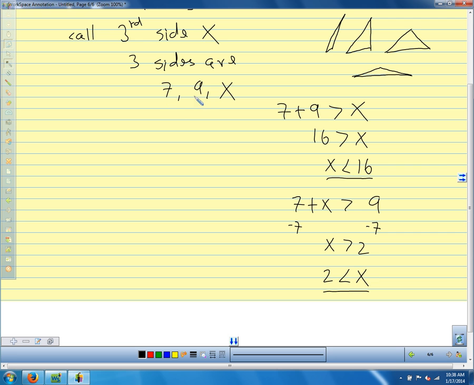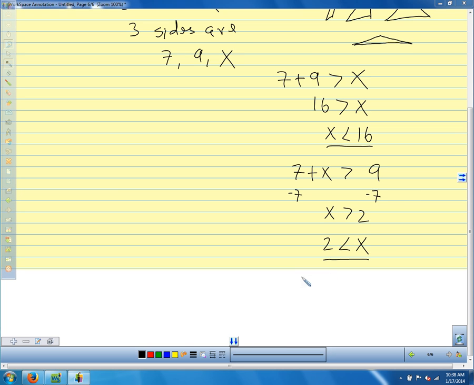Now let's check the third possibility, the third pair. 9 plus x has to be greater than 7. So I'm adding these two together. It has to be bigger than the side I leave out. Do the same thing that I did here. Subtract 9. I get x is greater than negative 2. Does it make sense to have a negative side length for my triangle? Doesn't make sense. Our side lengths have to be positive. So this one where I get a negative for my side length, I'm just going to ignore that. Don't even have to worry about it. So I'm just going to say, doesn't make sense to have a negative side length.